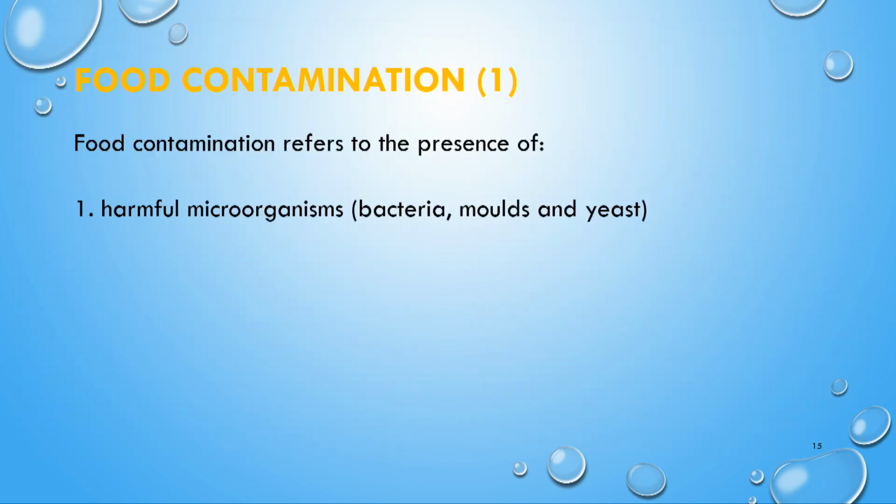What is food contamination? Food contamination refers to the presence of harmful microorganisms such as bacteria, molds, and yeast. It also refers to the presence of harmful chemicals as well as foreign objects.